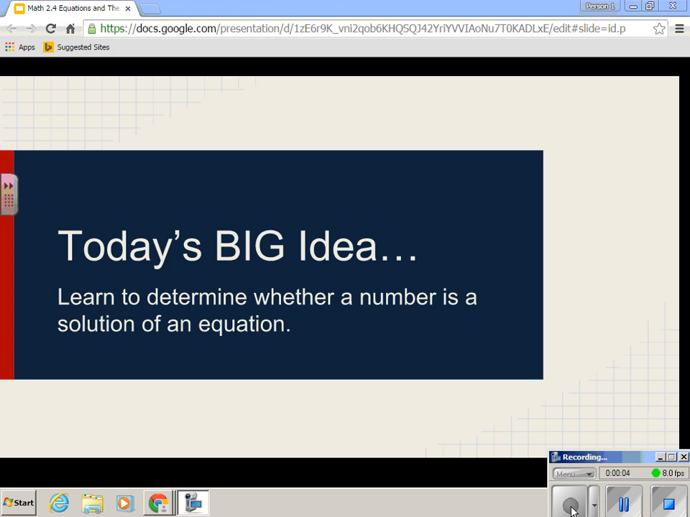Here's our goal that I want you to write down in your notes. Today's big idea is to learn to determine whether a number is a solution of an equation. Put this, today's date, and page number down in your notebook. When you're ready, we'll continue on.